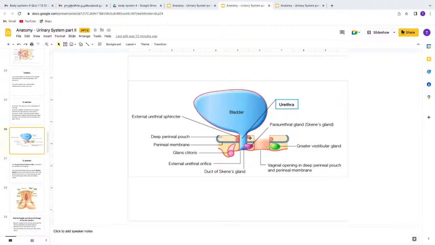Outside we have the external urethral sphincter, right? Here we have the deep perineal pouch, then the perineal membrane, and the glans clitoris is located here. The urethra finishes at the level of the external urethral orifice, behind the clitoris, right? Also, next to the external urethral orifice, we have Skene's glands. They are called Skene's glands, and they have their own ducts that open into the urethra. I will tell you more about that in a few minutes.